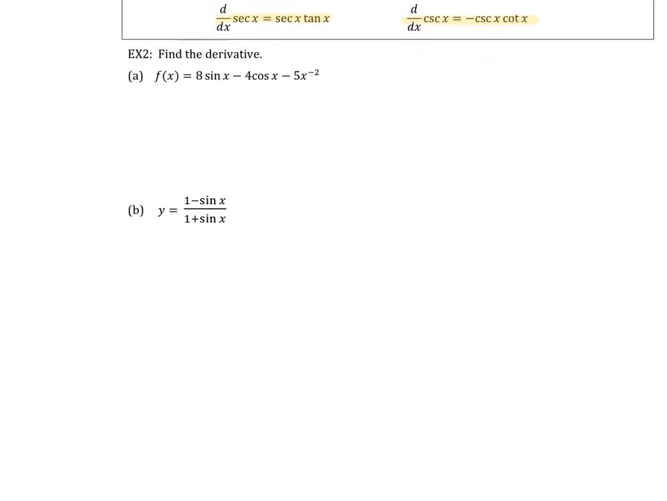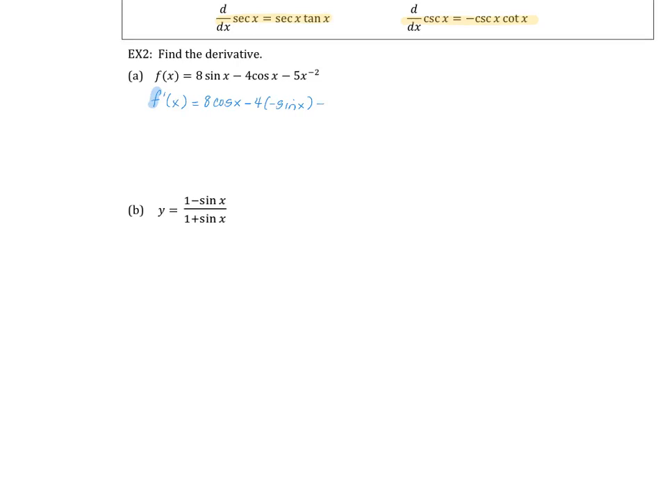In example 2a, if I wanted to find the derivative of this function f, I can do it in pieces. So the derivative of f, so 8 times sine of x. Remember the 8 in front stays, and the derivative of sine is cosine. So this is going to be 8 cosine of x minus 4 times the derivative of cosine, which is negative sine.